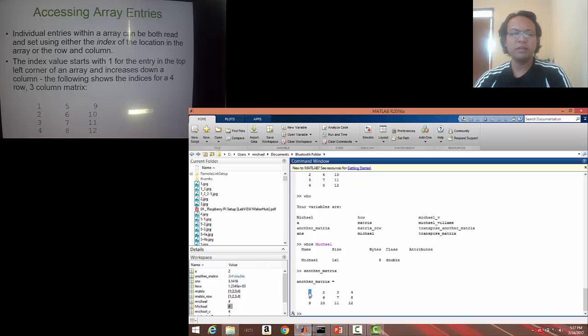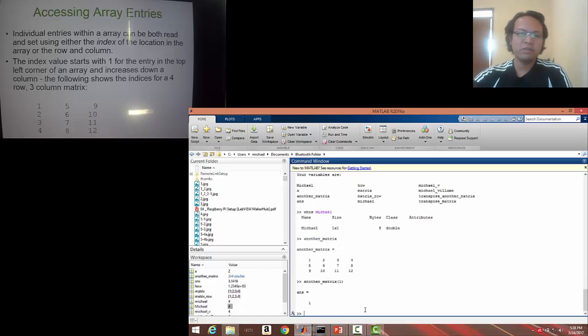This is 1. This is 2, 3, like that. So if I call another matrix and then say 1, when I hit enter, the value of that is 1. This is the first element. Second element is here, and this is the third element, fourth, fifth, sixth, something like this. So hit, okay, that's equal to 1.